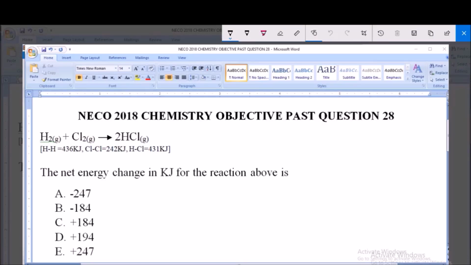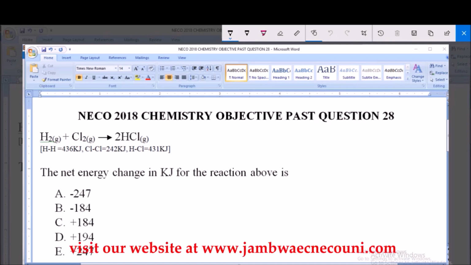I will be answering NECO 2018 Chemistry Objective Past Question 28. Now we're given this reaction, that is hydrogen reacts with chlorine to give us hydrogen chloride. Now beneath them is the heat content of each of the reactants and also the heat content of the product. Now the question says the net energy change in kilojoules for the reaction above is A minus 247, B minus 184, C plus 184, D plus 194, and E plus 247.